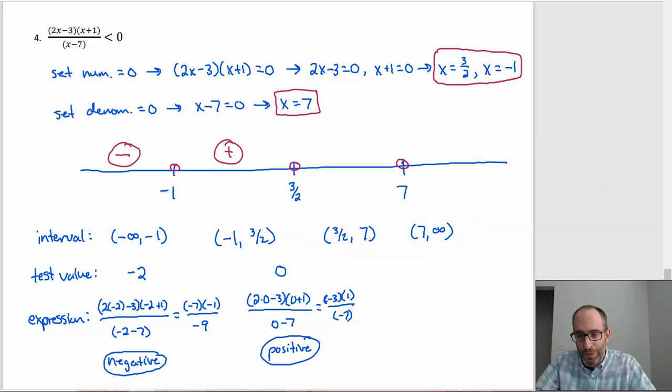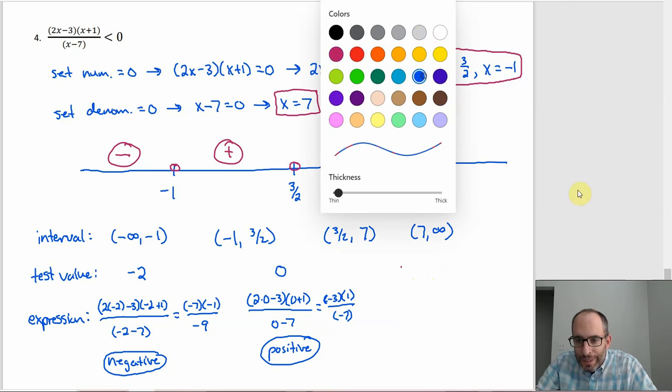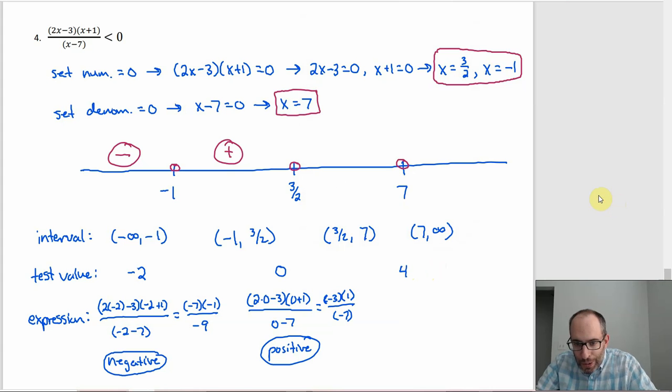Between 3 halves and 7, we could pick something like 4, right? You could pick like 2, 3, 4, 5, 6, anything like that. I'm going to pick 4. So if I pick 4, I'm going to have 2 times 4 minus 3 times 4 plus 1 over 4 minus 7. And then that's going to be 8 minus 3 is 5. This is 5 times 5 over negative 3. So that's going to be a negative expression.